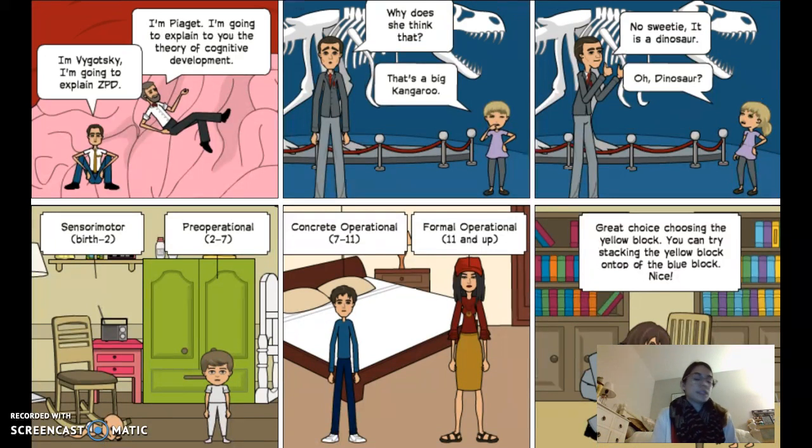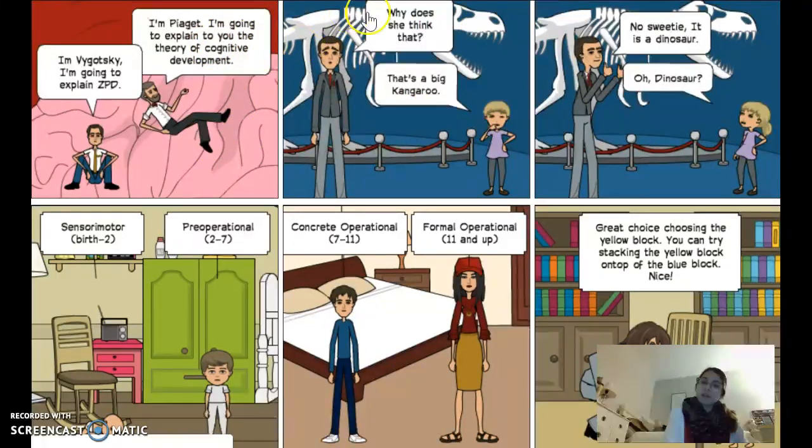"Hi, I'm going to be explaining my comic strip, and each panel explains my understanding and interpretation of cognitive development theory and zone of proximal development theory." So right here, in the first panel, it has Vygotsky and Piaget just chilling on the brain. Vygotsky's letting us know he's going to be explaining the zone of proximal development, and Piaget is going to be explaining the theory of cognitive development.